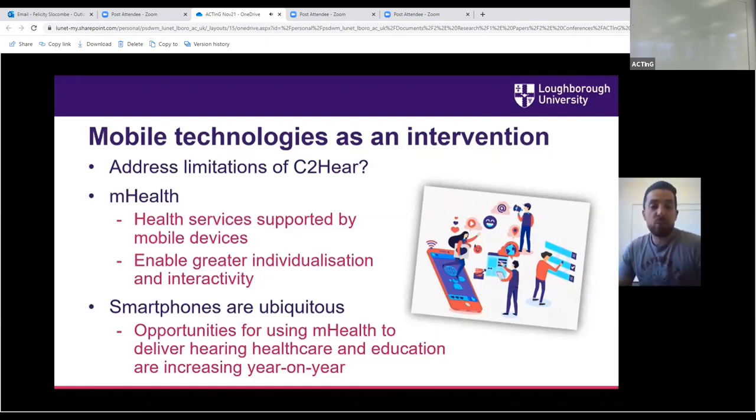Now, critically, when we were developing this research in the late 2010s, so around 2017, 2018, smartphones, particularly in older adults, were becoming ubiquitous. And what we mean by that is that they were becoming everywhere. So we were finding that a large number of older adults who were using hearing aids for the first time owned or had access to smartphone technologies. Therefore, we assume that opportunities for using mHealth to deliver hearing healthcare and education are increasing year on year.